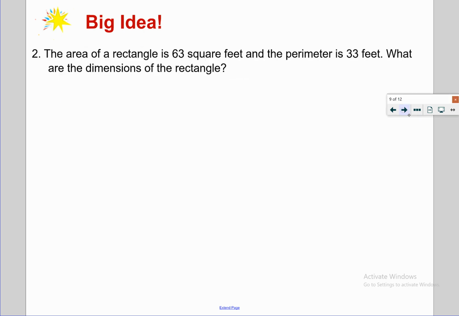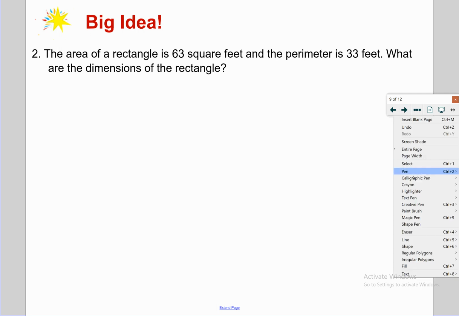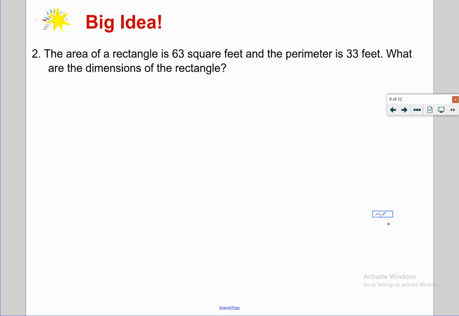Okay. So last 3 problems today are some word problems. We'll solve this first one, but we might not solve the other 2. We'll see. All right, so it says, the area of a rectangle is 63 square feet, and the perimeter is 33 feet. What are the dimensions of the rectangle? Okay, so we have to write 2 equations, and then we have to solve our equations. I would draw a picture to start, though. Okay, here's my rectangle.